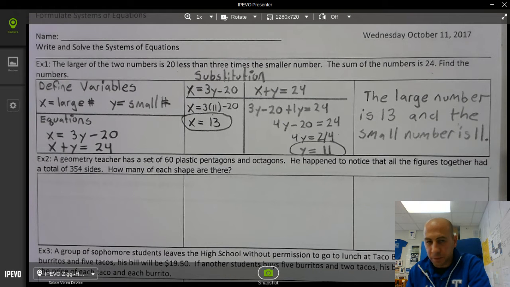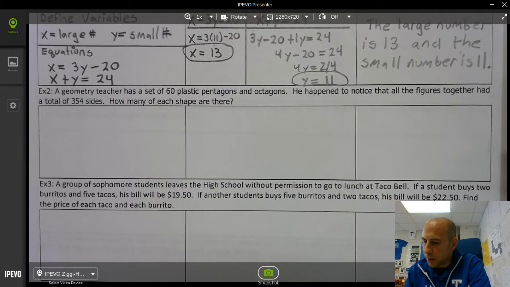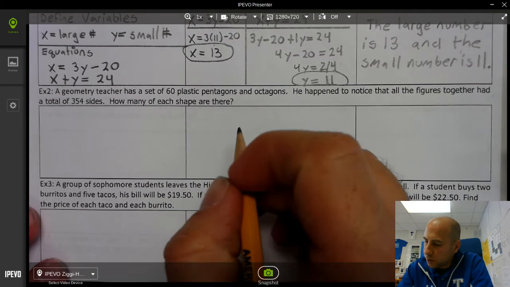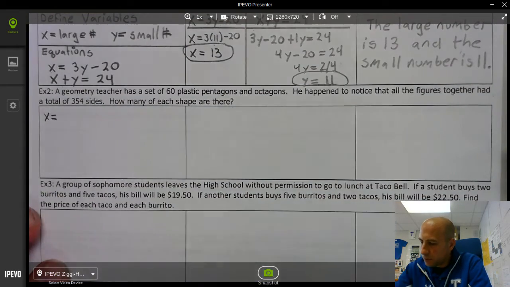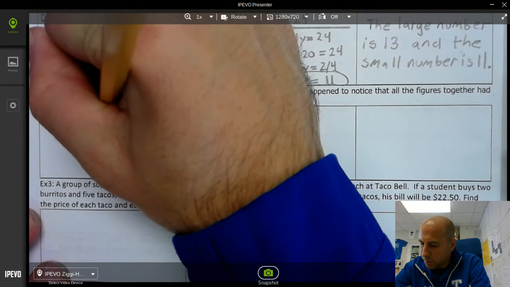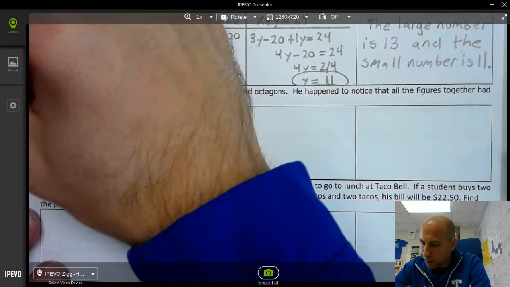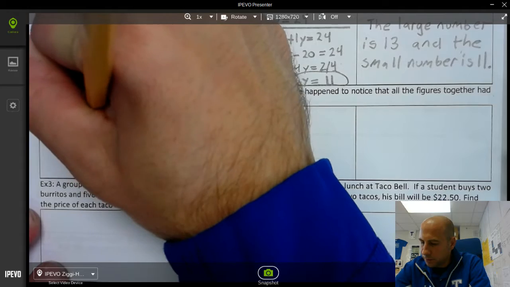All right, example 2. A geometry teacher has a set of 60 plastic pentagons and octagons. He hoped to notice that all the figures together had a total of 354 sides. How many of each shape are there? So step 1, define the variables. So let's call x the number of pentagons, and y the number of octagons.